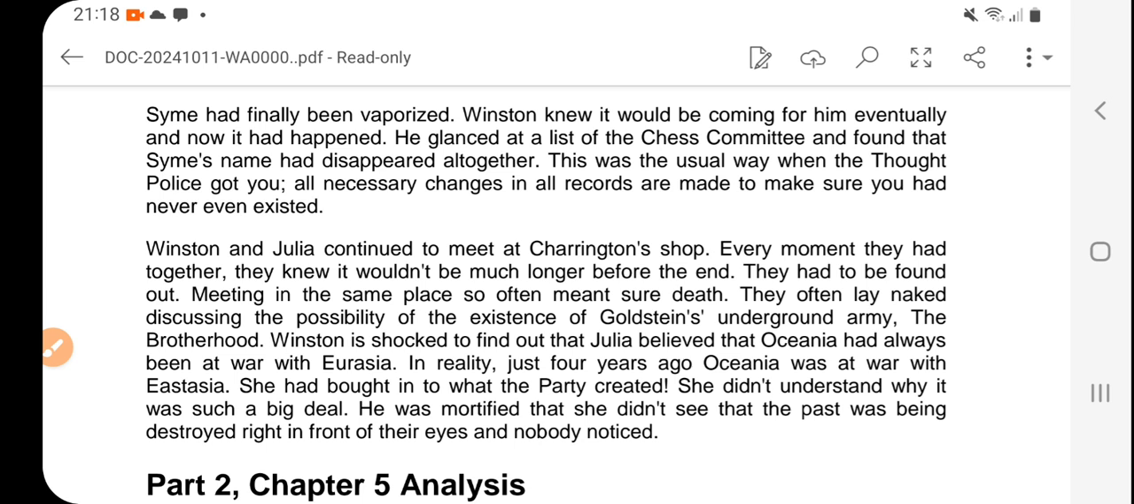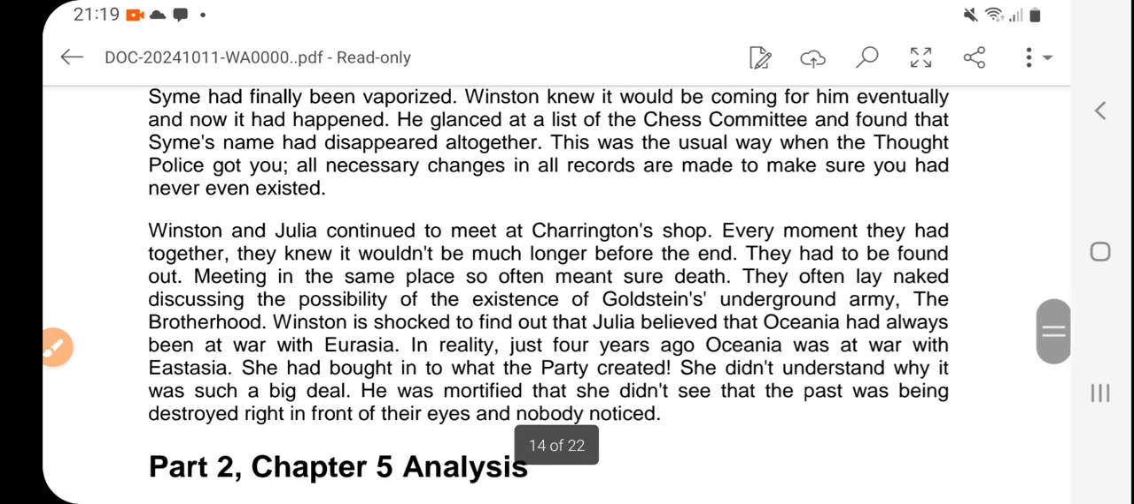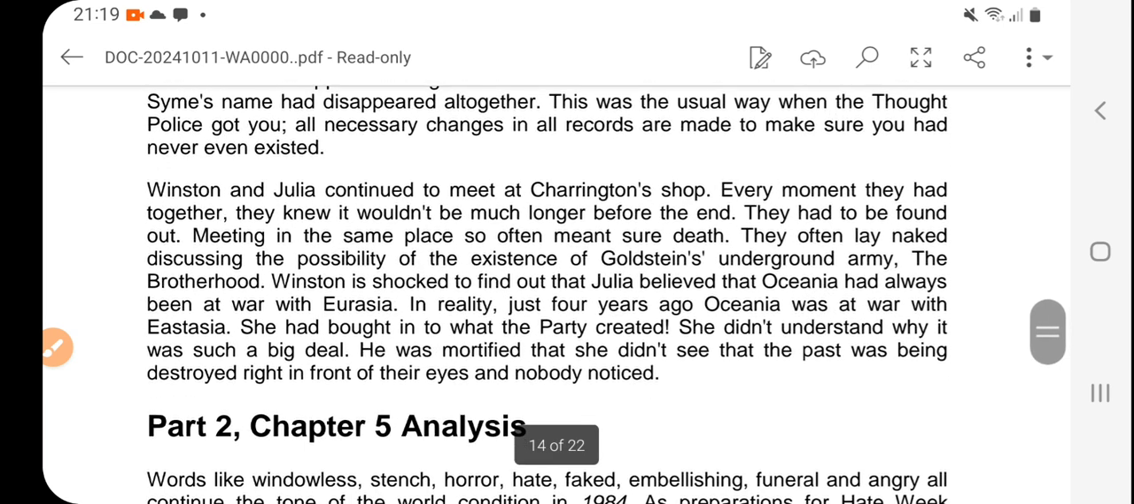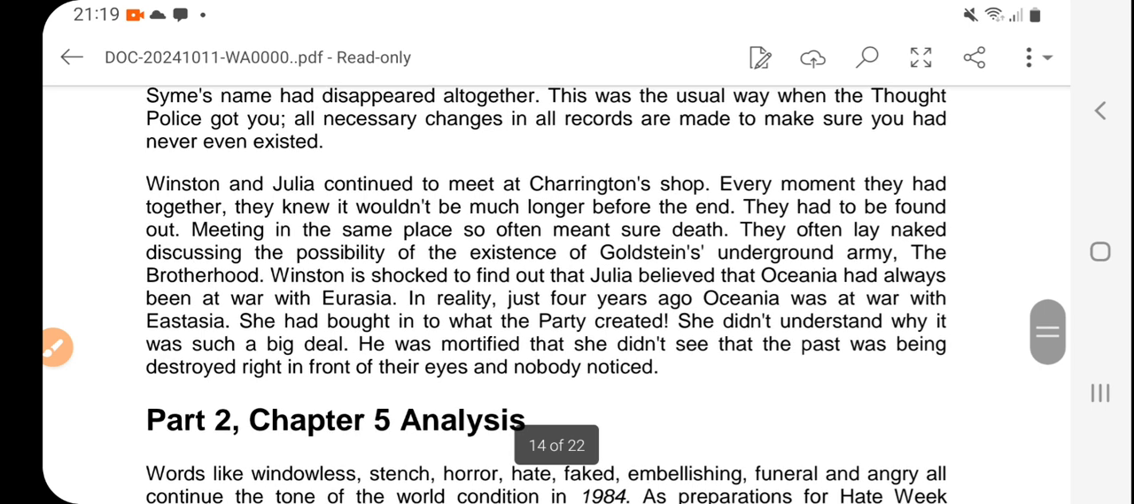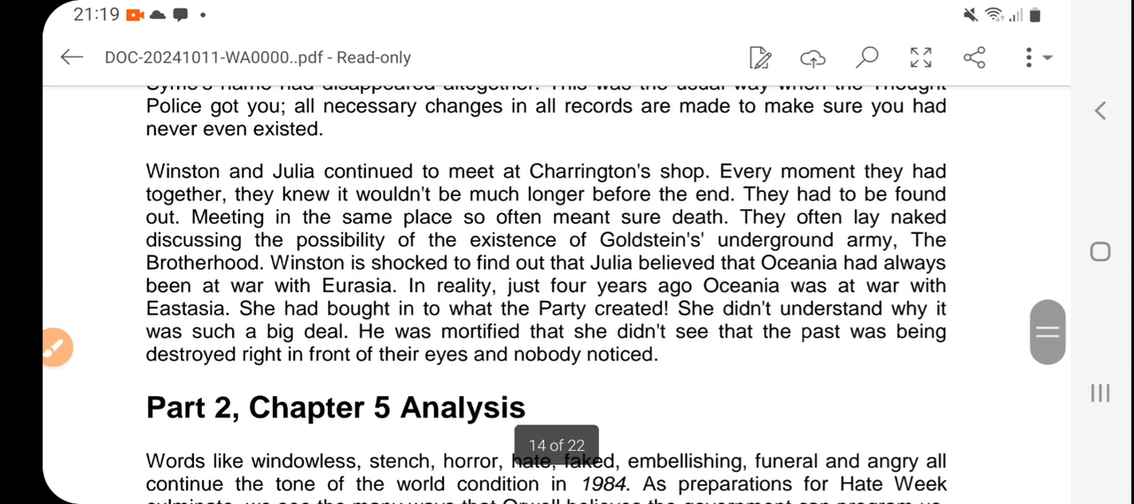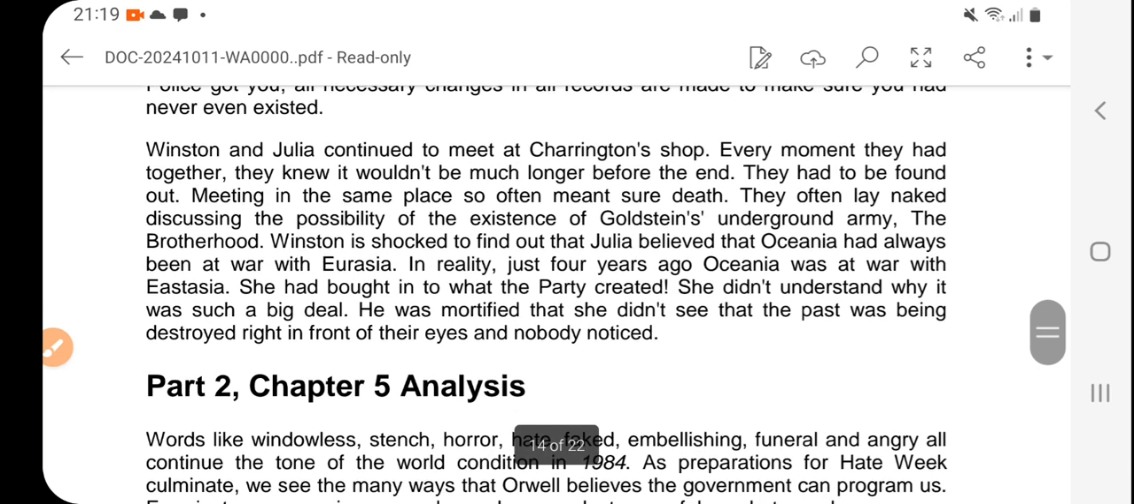Winston is aware of all this. He glanced at a list of the chess committee and found that Syme's name had disappeared altogether. This was the usual way when the thought police got you. So this is the modus operandi of the thought police: all necessary changes in all the records are made to make sure you had never even existed, meaning from everywhere Syme's name has disappeared.